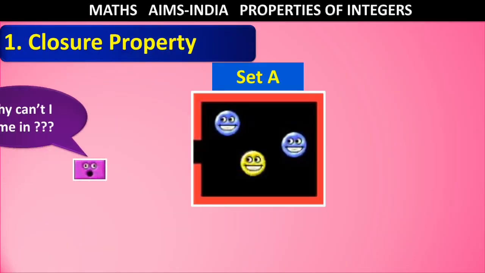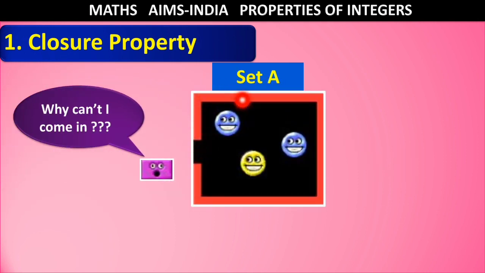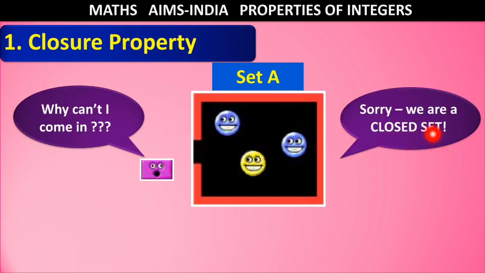If you look at the figure here, what is this? Here we are having a closed box, in which there are 3 balls. A rectangle from outside is trying to enter this box. But these circles are not allowing the rectangle to enter inside. So the rectangle is asking, why can't I come in? Why can't this rectangle enter inside the circles' box? Because it is a closed set. The reply is, sorry, we are a closed set.